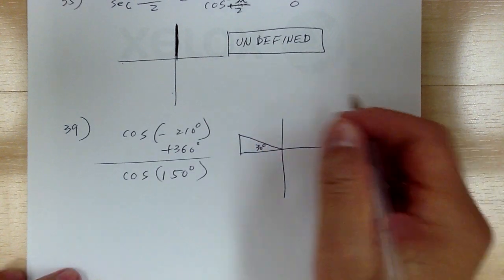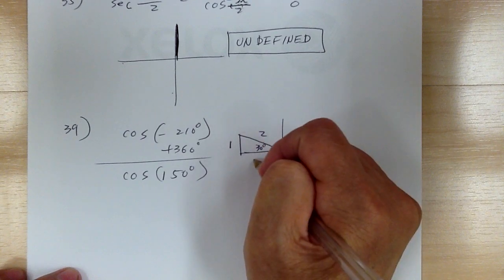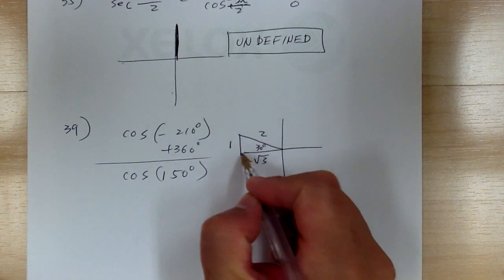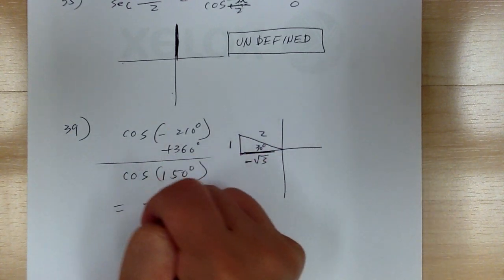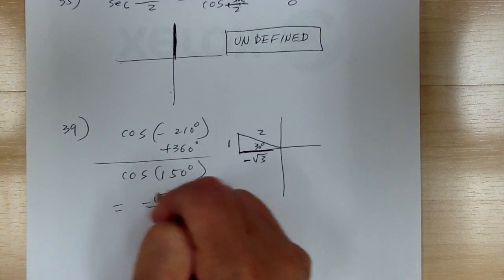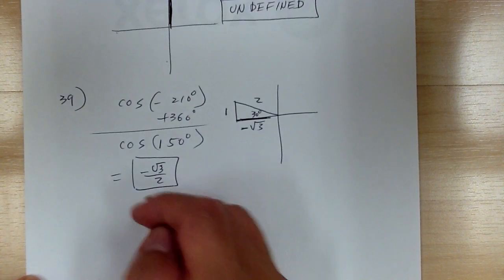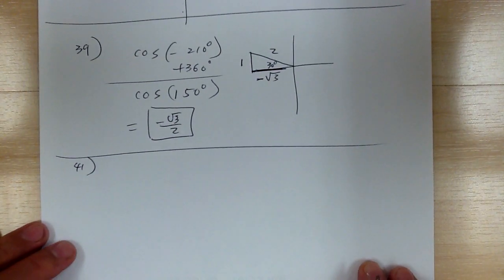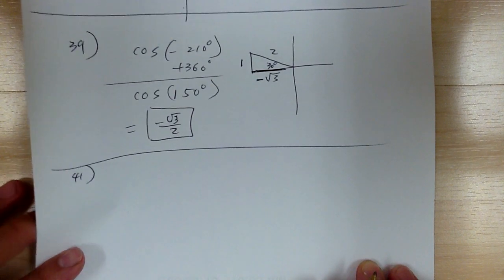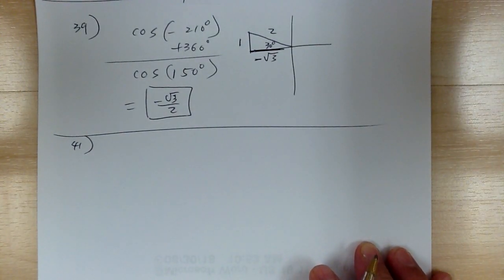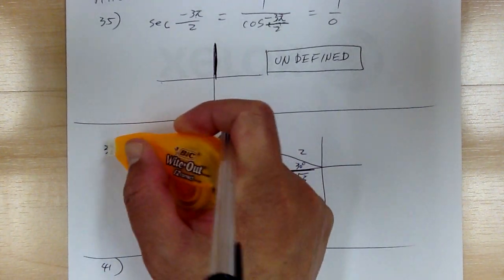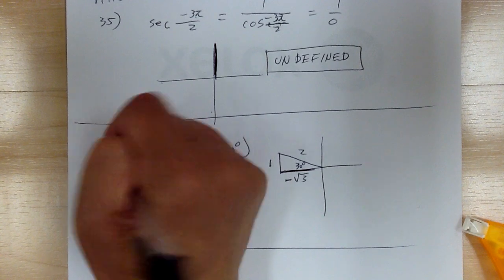So use your special triangle. It would be 1, and this would be 2, and this would be square root of 3, negative. Cosine is horizontal, so you're looking for the horizontal, so this will equal negative square root of 3 over 2. Let's go to number 41. I'll back up. This is number 37.